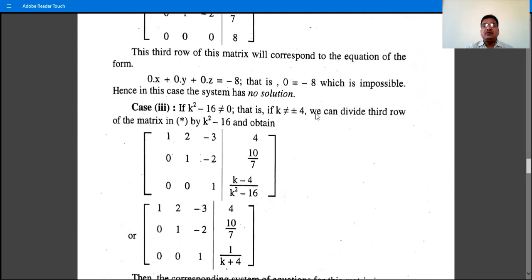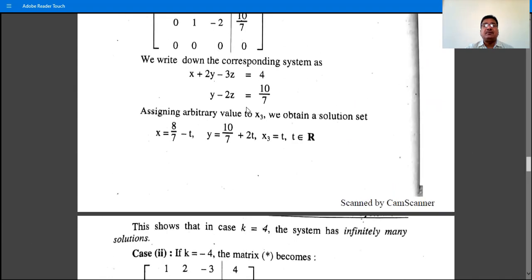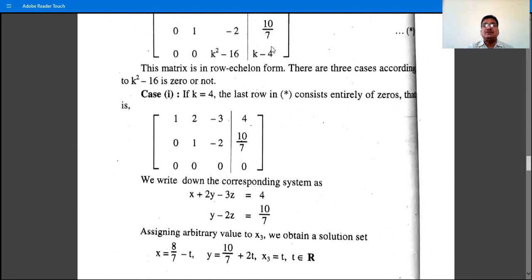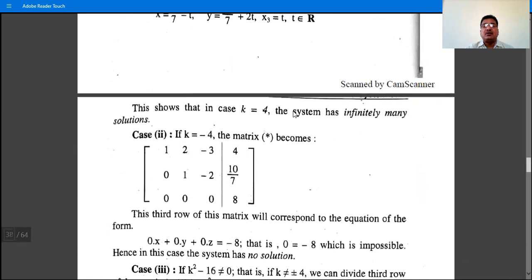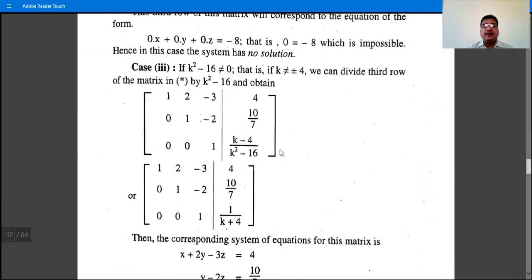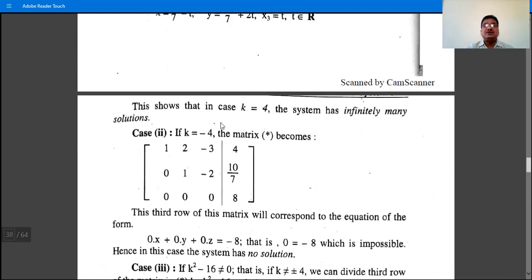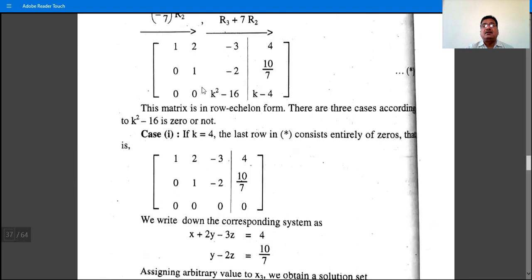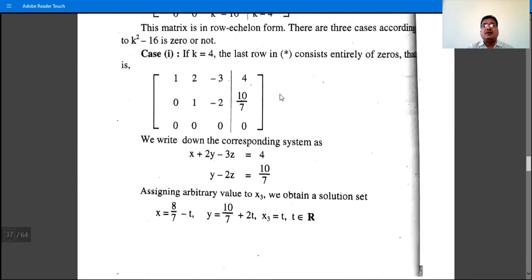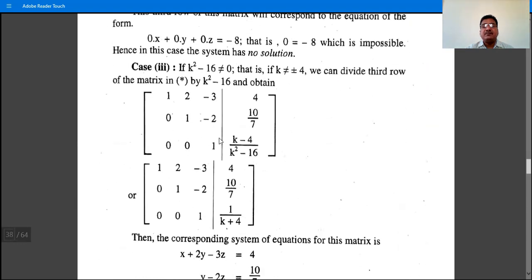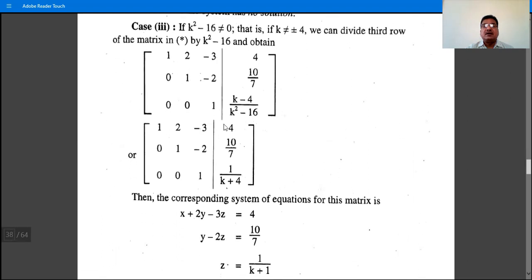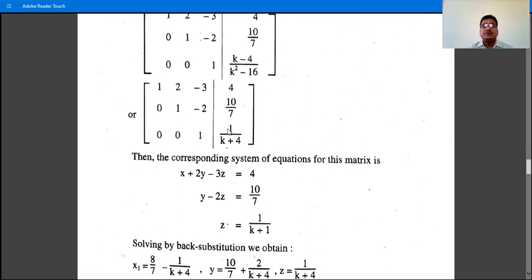Suppose k is not equal to plus minus 4. Then what happens? Both k square minus 16 and k minus 4 are not equal to 0. So dividing this last row by k square minus 16, this is the echelon form, with 1 at this place. The factorization of k square minus 16 is k minus 4 times k plus 4, so we have 1 by k plus 4.